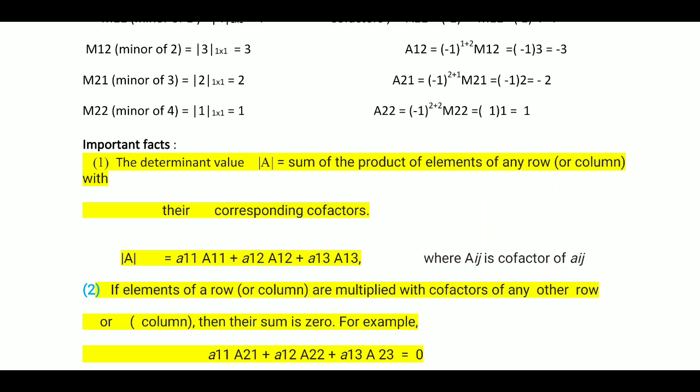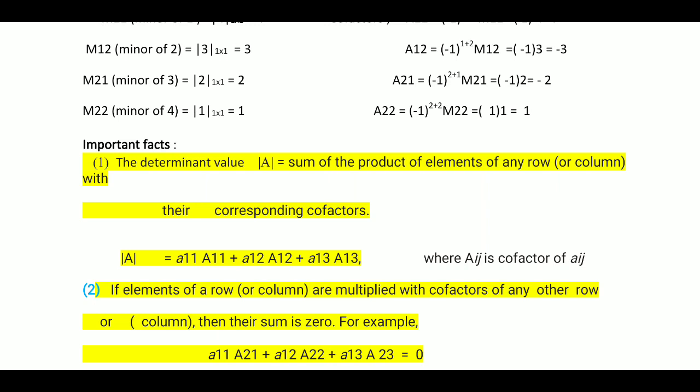Determinant A is equal to a11, the element of the first row first column, multiplied by capital A11, that is the cofactor of that element, plus a12, the element of the first row and second column, multiplied by its cofactor, plus a13, the element of the first row and third column, multiplied by capital A13, that is its cofactor. So a row is completed, hence this will give you the value of the determinant.